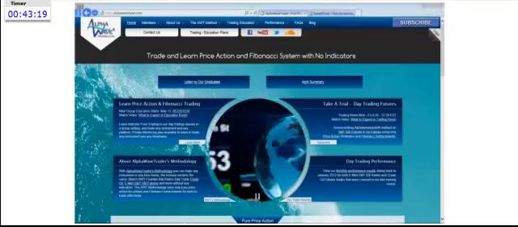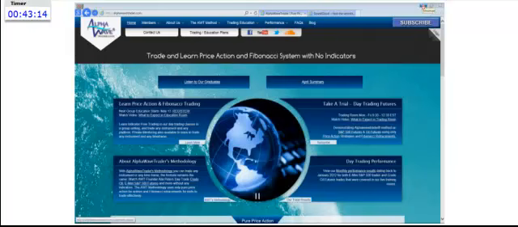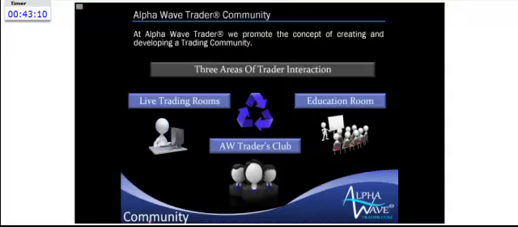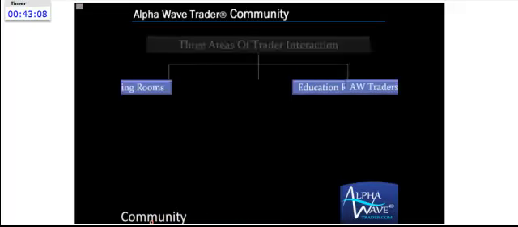So, at this point, you can use any pattern. We have students who trade daily, hourly, monthly, Renko, any time frame.